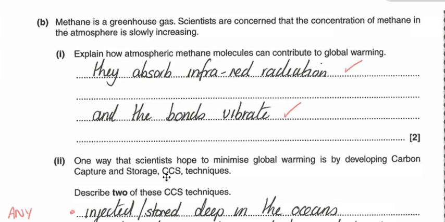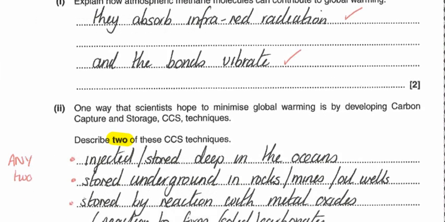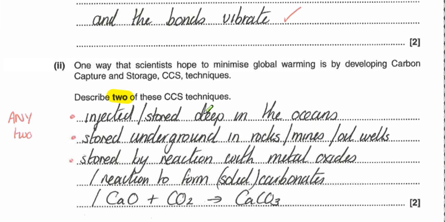Then you've got a question about CCS, carbon capture and storage, and it wants you to describe 2 techniques. Now for these 2 techniques, we've got 3 that you should know, and you need to know these off by heart. The first one, injected or stored, and it's got to be deep in the oceans, stored underground and I wouldn't, I'm actually not happy with this here. You want to say here, in place thereof, it's porous.